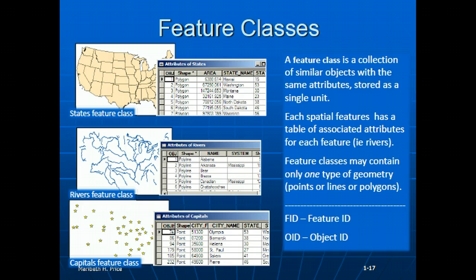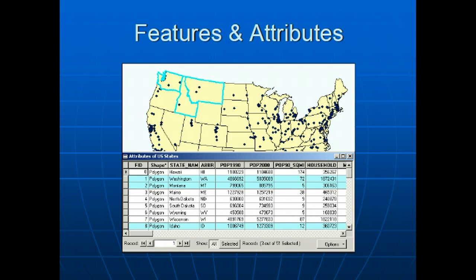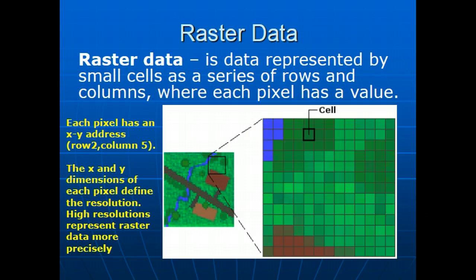In an attribute table, features are identified as feature IDs, and objects are identified as object IDs. In ArcGIS, when features in an attribute table are highlighted, they are also highlighted in the map.